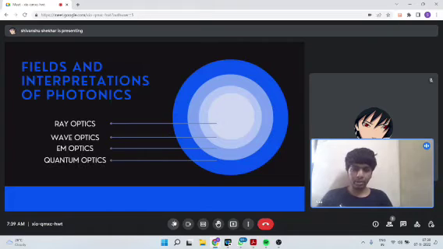So coming to the definition of how this has evolved as a field. Initially, light was treated as a ray. Followed by that, we came up with wave optics, which was then encircled by electromagnetic optics, which treats wave optics as a subset of itself. And then we came up with quantum optics in the 20th century, wherein we got a much better understanding of how optics and photonics works.